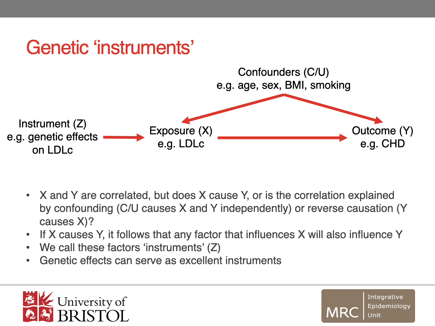So if we consider this example, the research question is, does exposure X, which is a high level of LDL cholesterol, cause outcome Y, which is coronary heart disease? LDL cholesterol is associated with coronary heart disease, but does cholesterol cause coronary heart disease, or is the correlation explained by confounding, labelled here as C for measured confounding and U for unmeasured confounding?